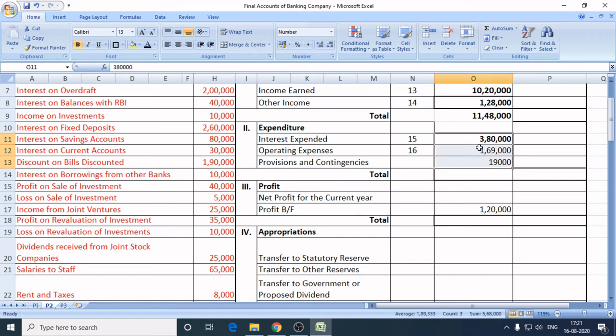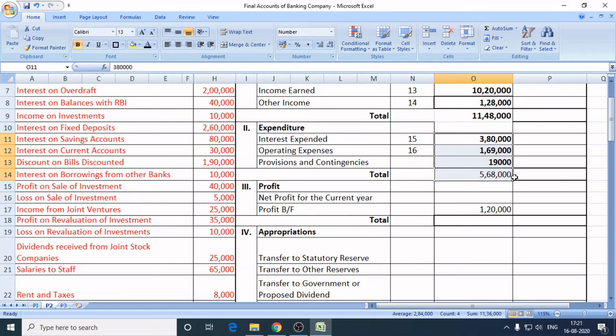Now we have these figures. Let's calculate the profit. I'm going to make a total of these figures. The total of these figures is 5,68,000. So I am telling you one more time, 5,68,000 is the total of the expenditure without including or without adding the provision made for taxation.